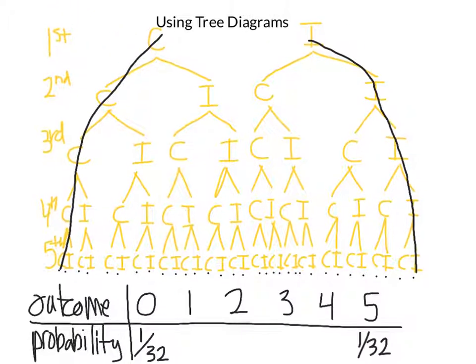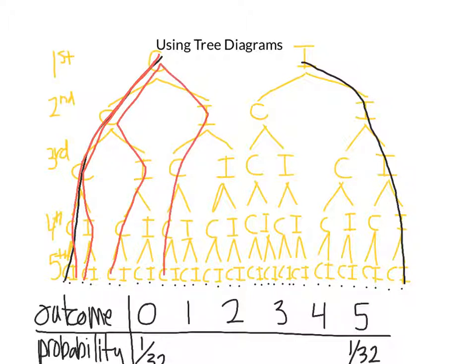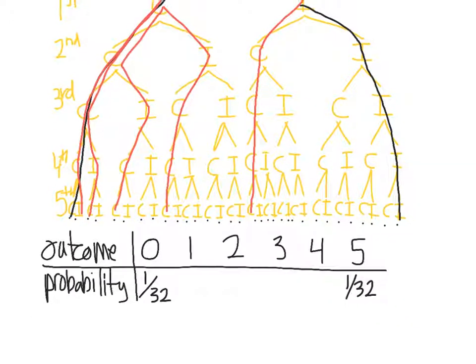Now, looking for 4 correct. See, this one gets a little bit more difficult. Maybe I do a different color for this then. So 1, 2, 3, 4, and then incorrect. 1, 2, 3, incorrect, and then correct. So there's 2, 3, 4, and 5. I believe that's all of them that there are. So that's 4 correct. 5 out of 32.